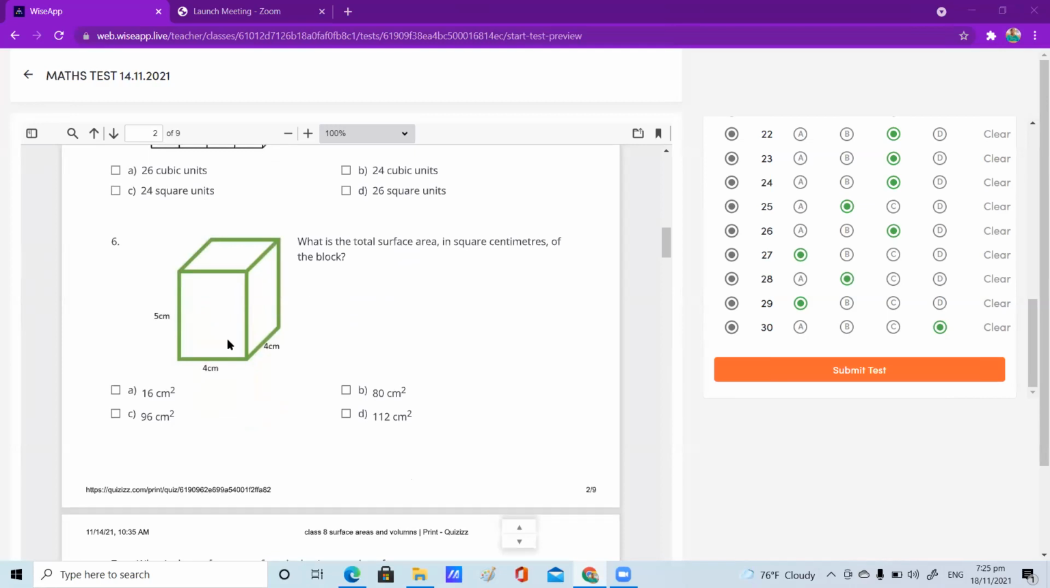Next part, the sixth one. What is the total surface area in square centimeters of the block? TSA, Nana. This is a cuboid. TSA of a cuboid. 2 centimeters square, ma'am.